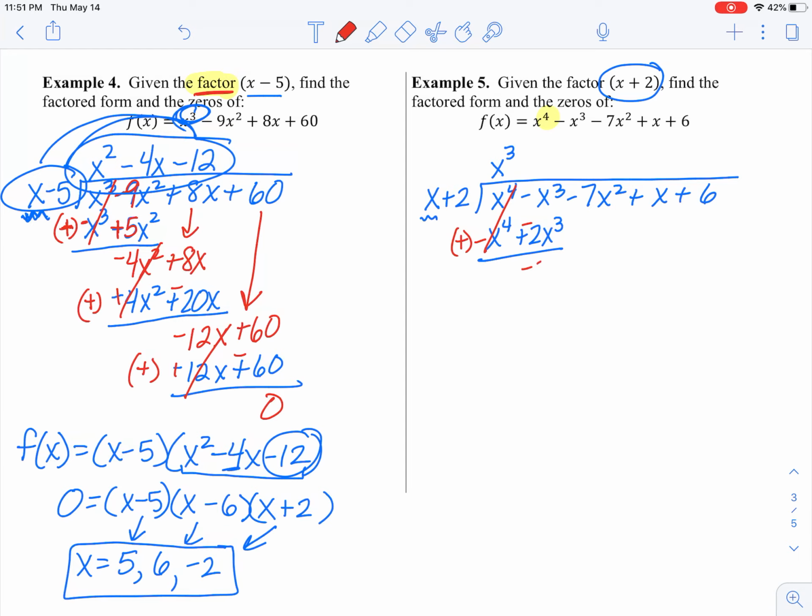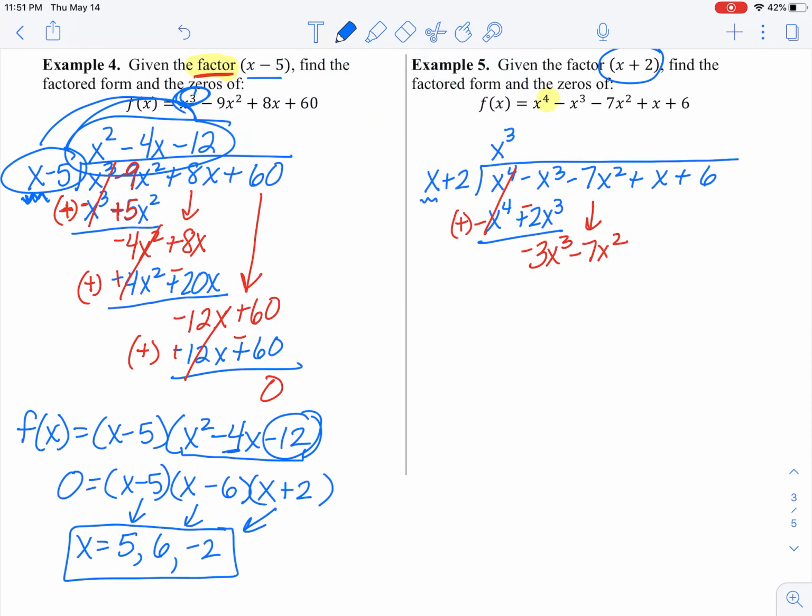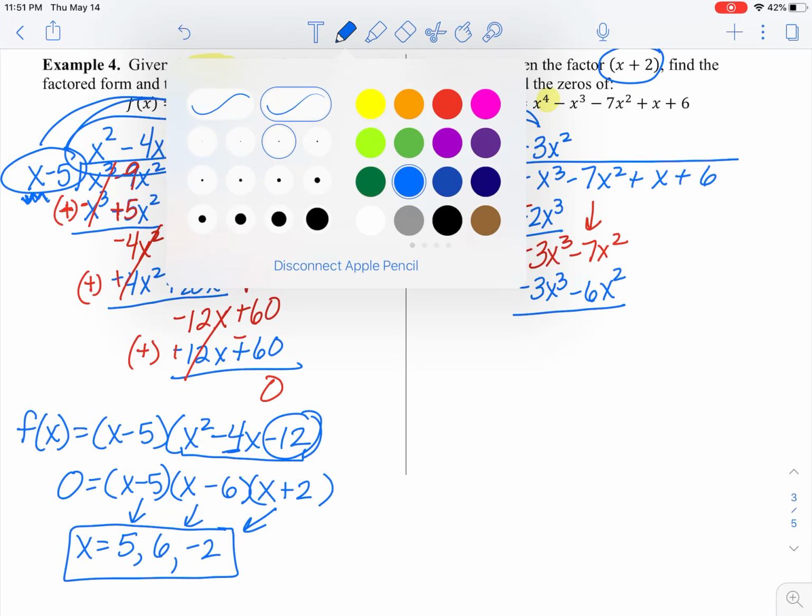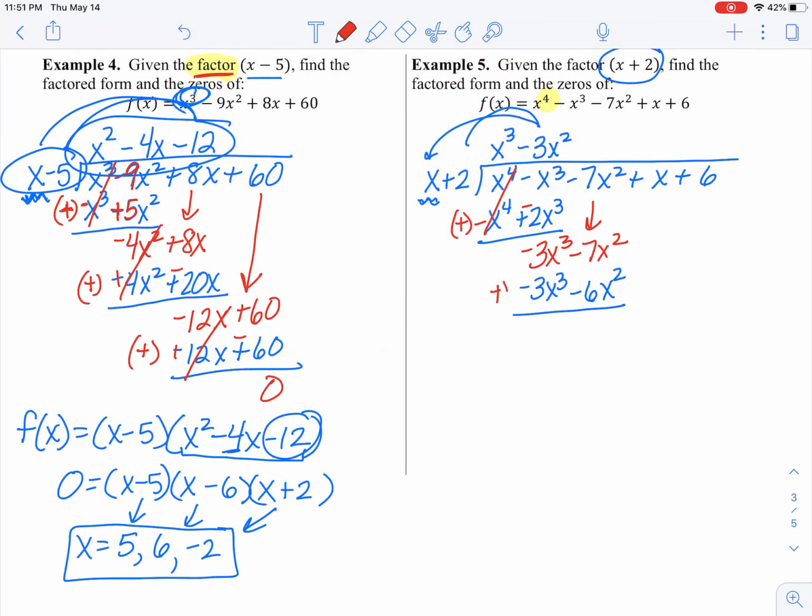Negative x to the third minus 2x to the third is negative 3x to the third. And then we're going to bring down our next term, minus 7x squared, and then repeat the process. So x times what will give me negative 3x to the third? Negative 3x squared. Distribute down through the divisor, so I have negative 3x squared times x is negative 3x to the third. Negative 3x squared times 2 is minus 6x squared. And then we're going to change the signs and add to accomplish that subtracting.